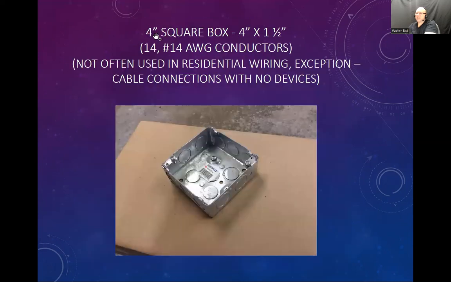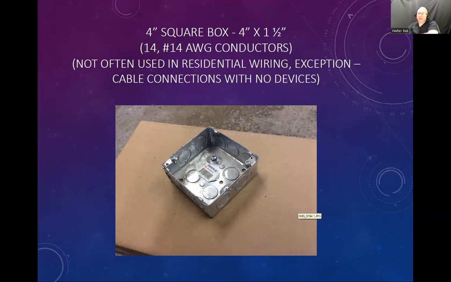All right, so here's a 4-inch square box. This one just shows 2 dimensions, 4 and 1.5, so the last one gives you the depth. And this one here is 4 inches because it's a square box, so you just have to give one side. So it's a 4-inch square box, 1.5 inch deep. Not often used in residential wiring. Well, it can be. Exception for cable connections with no devices. Also known as a junction box.